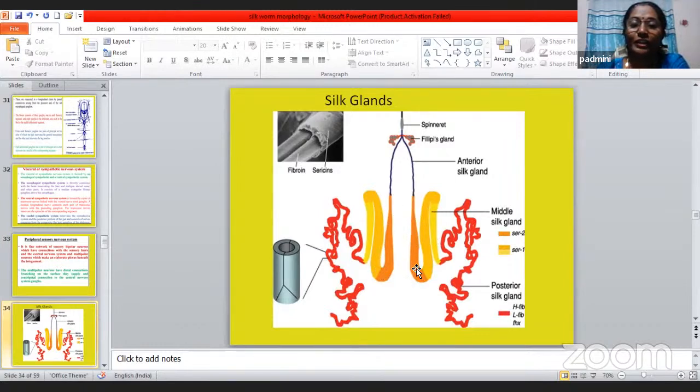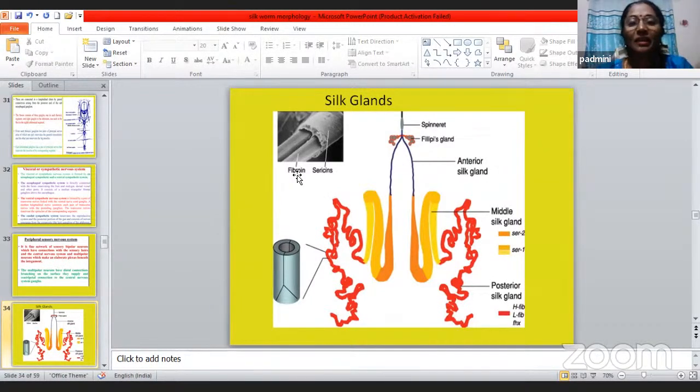The orange-yellow color is the middle silk gland, and the red part is the posterior silk gland. The posterior silk gland is most important because it is the one that secretes a protein called fibroin. You can see the structure inside this posterior silk gland. The fibroin is the most important part in the production of silk.